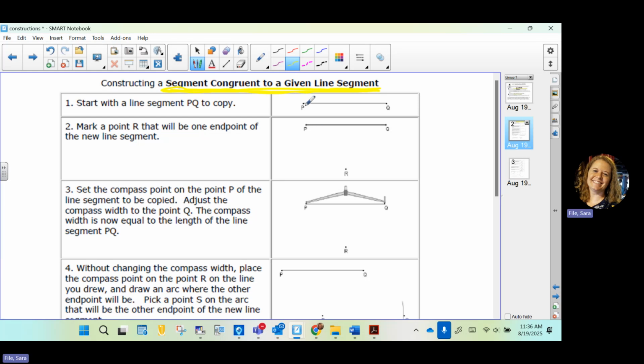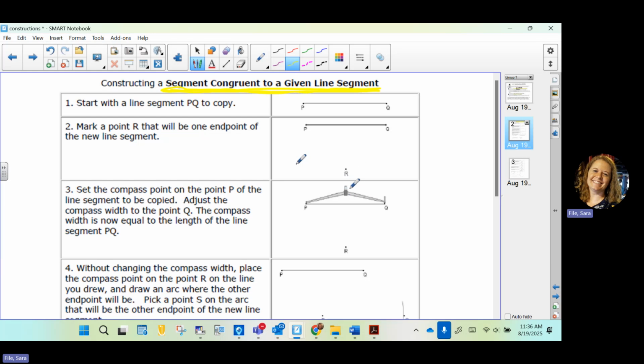So if you are given a segment, in this one it said PQ, and we want to create a segment that's the exact same length as PQ, okay? The first thing that you would do is you would mark a new starting point, okay? So they just marked a new starting point R here. That's where this point appeared from. Okay, and then they open up their compass.